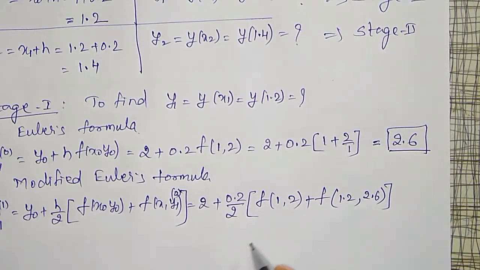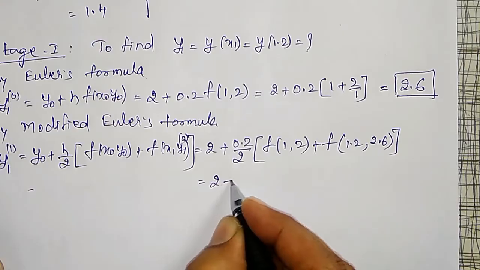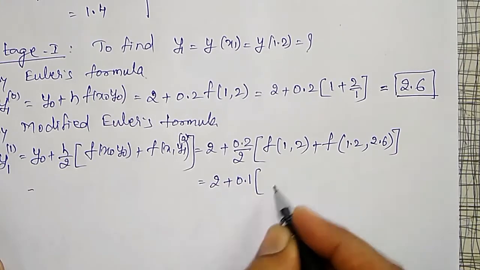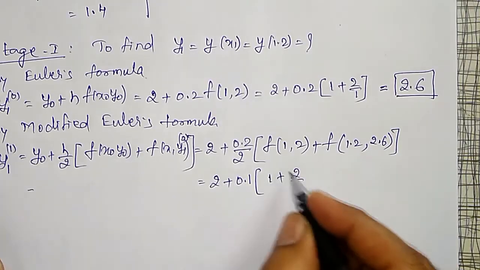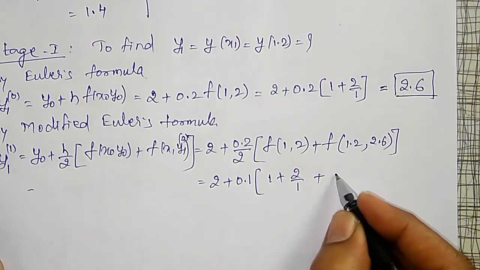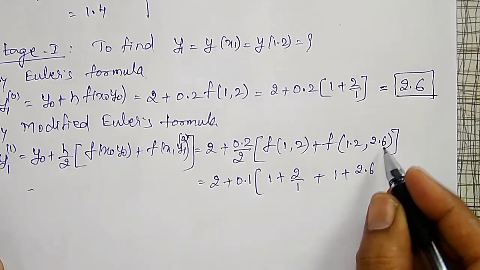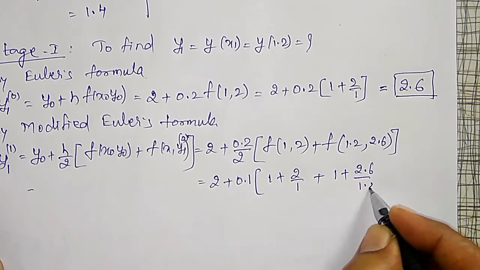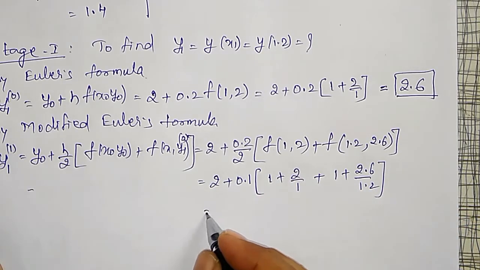Then use the function. That function is nothing but 2 plus 0.1 into f of xy, 1 plus 2 divided by 1. This is the first function. F of xy again, 1 plus 2.6, that is y divided by x. Y is 2.6 divided by 1.2. Use the calculator, operate everything in a calculator and find its value.